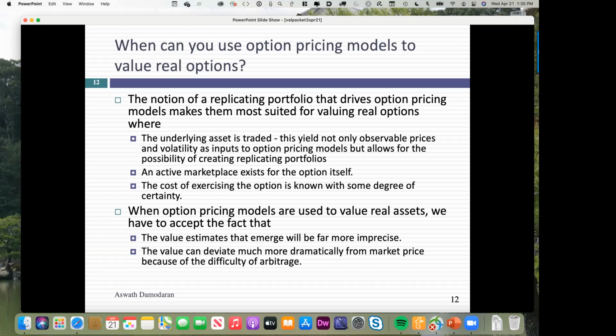You know what? 90% of real options suffer from this problem. Neither the underlying asset nor the option is traded. We use option pricing models to value these real options nevertheless. But you need to have that caution that this might not be as easily converted to real money.